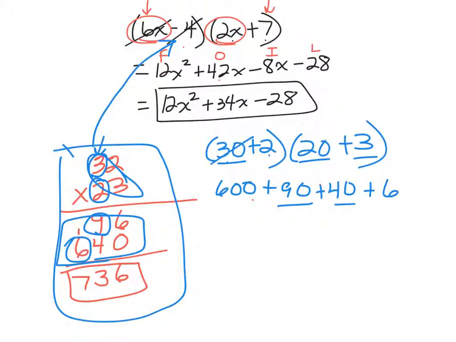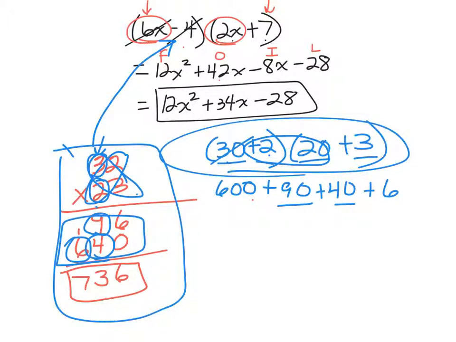This 40 is sitting right here. It came from multiplying these two 2's, but that 2's in the tens place. So really, I took 2 times 20, just like I did right here. And then the 6 came from 2 times 3, just like I did back here. So what we did in 5th grade was just a method that did this for us. This is why 32 times 23 is 736. Notice 600 plus 90 is 690, plus 40 is 730, plus 6 is 736.